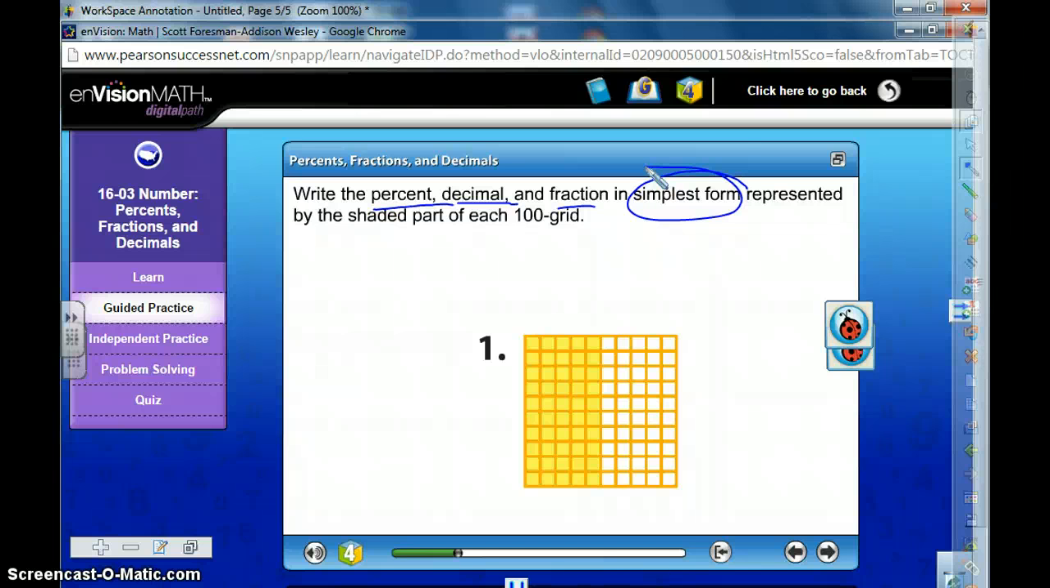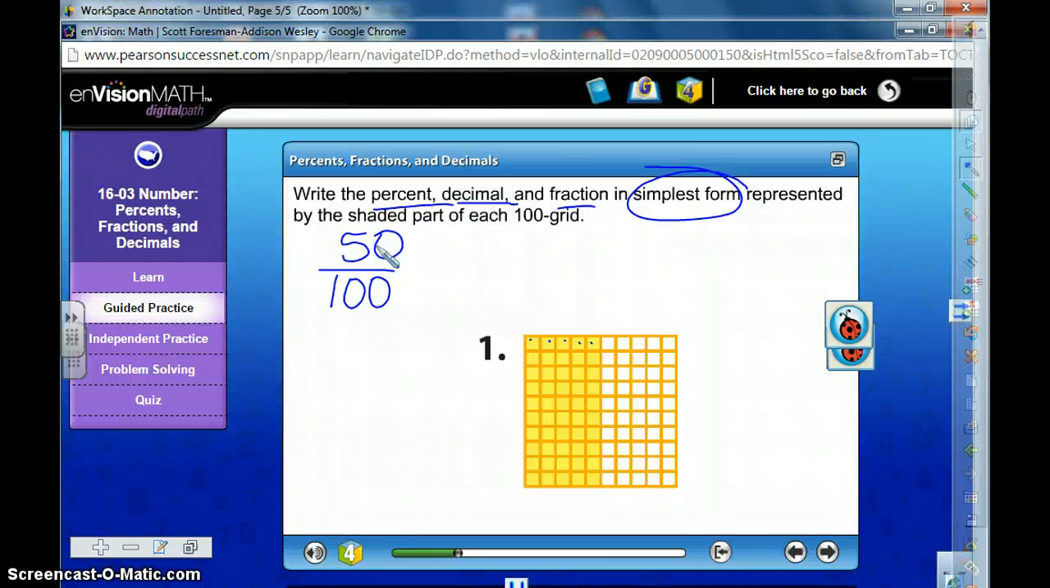So, let's go ahead and do our fraction first, okay? It's over 100. There are 100 squares total. How many are shaded? I'm thinking it looks about half, right? 1, 2, 3, 4, 5. Yep, and there are 10 rows here. So 5 times 10 is 50. 50 over 100 are shaded. 50 hundredths are shaded. Is that in simplest form? No, it is not.